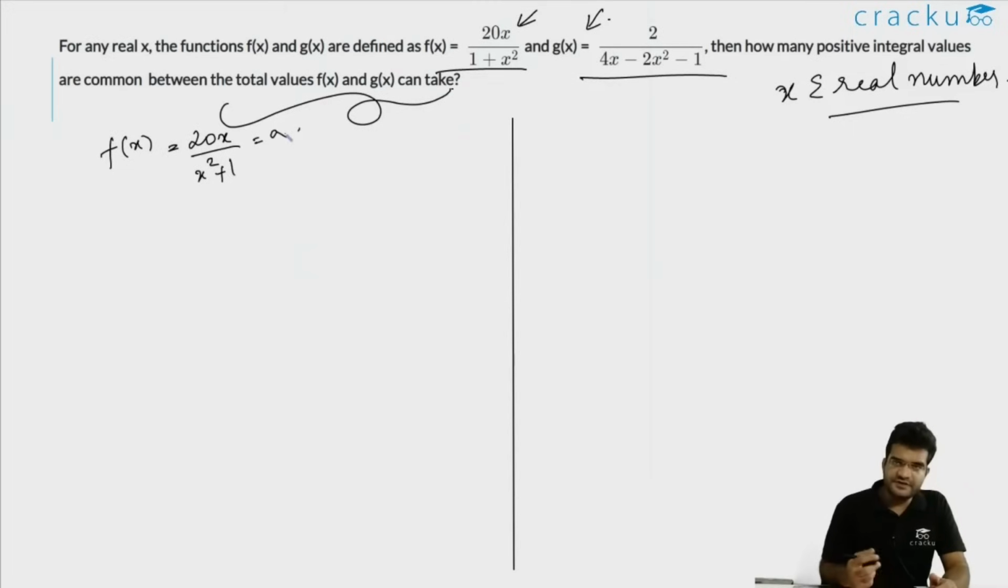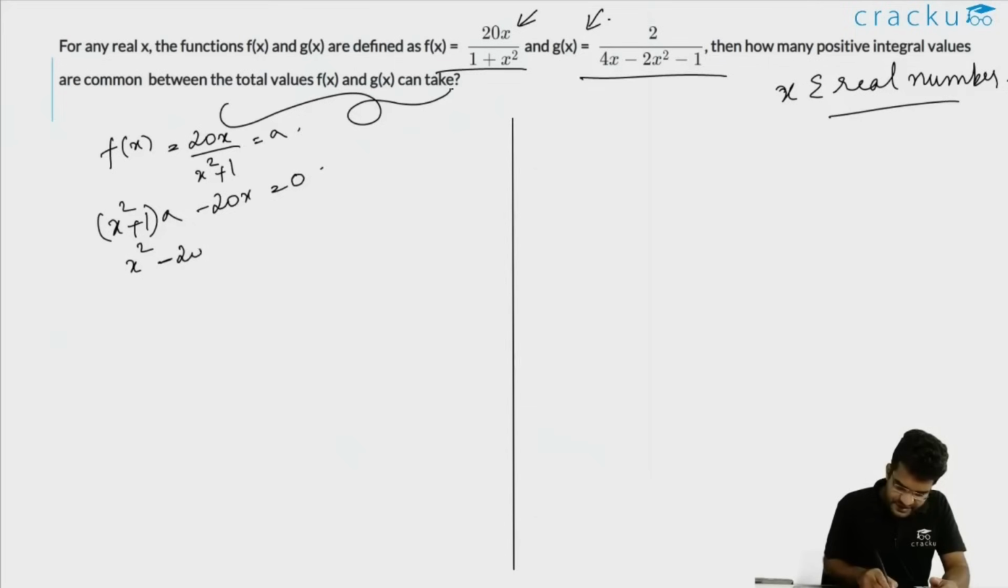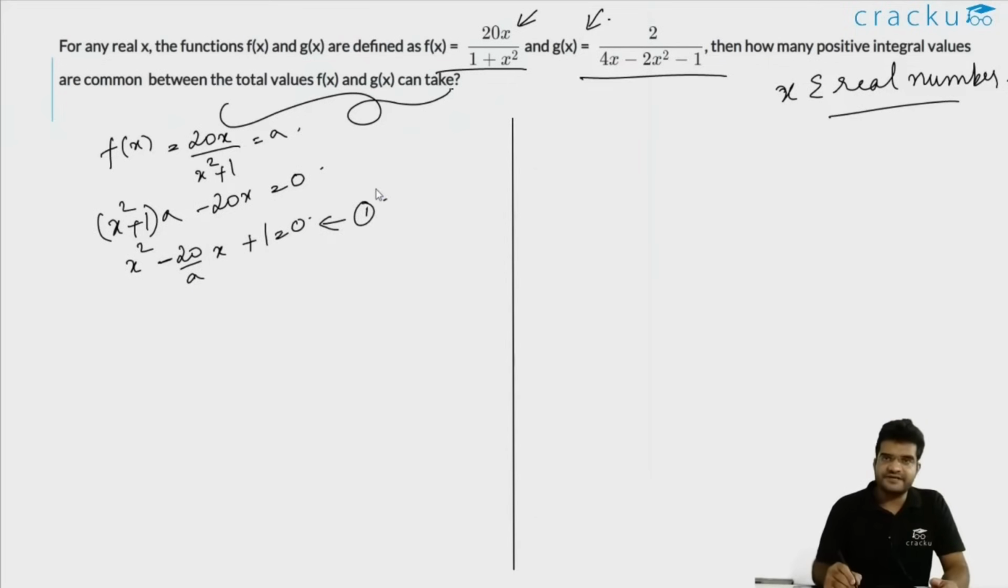Now we'll convert this into a quadratic equation in x, and then because x has to be real, we'll find out its discriminant, and based on that we are going to get a range for a. So for example, this will be transformed into x square plus 1 into a minus 20x is equal to 0, or x square minus 20 by a x plus 1 is equal to 0. This is a quadratic equation in x. Therefore the discriminant has to be greater than or equal to 0.